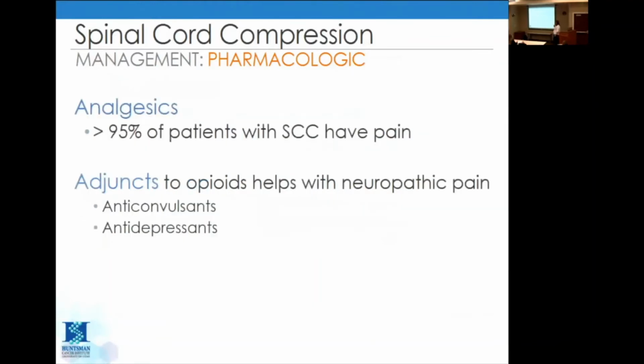They will be in a ton of pain, right? They're going to be in pain. Yeah, greater than 95% of patients who have this have pain. Those who don't, just because they lost sensation, I swear, they have that pain. That is the number one sign, so make sure that you're giving them pain medication. Depending on the location, you could be giving them anticonvulsants as well.